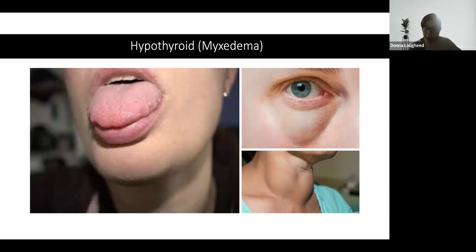The term myxedema reflects the characteristic accumulation of non-pitting edema in the connective tissues throughout the body. And you can see an example of that in the right-hand corner of this slide, the periorbital edema. The face of the patient with myxedema appears puffy, the tongue is enlarged, and the voice is hoarse.